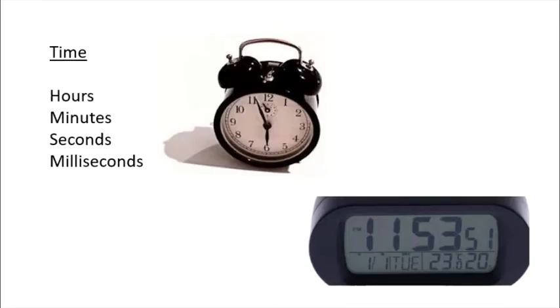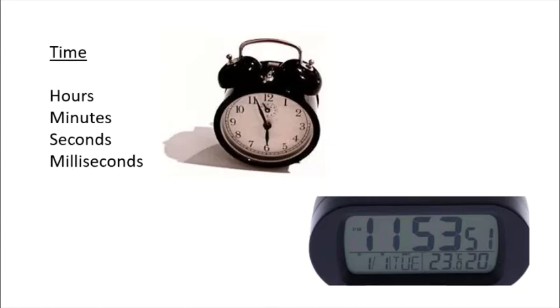We will be looking at different measurements of time, different units. And we've got hours, minutes, seconds and milliseconds. Now on both our clocks here, you can see hours, minutes and seconds. You can't see milliseconds. Milliseconds are slightly different from hours, minutes and seconds because they break seconds up into thousandths of a second. But seconds, minutes and hours are all broken down into 60.